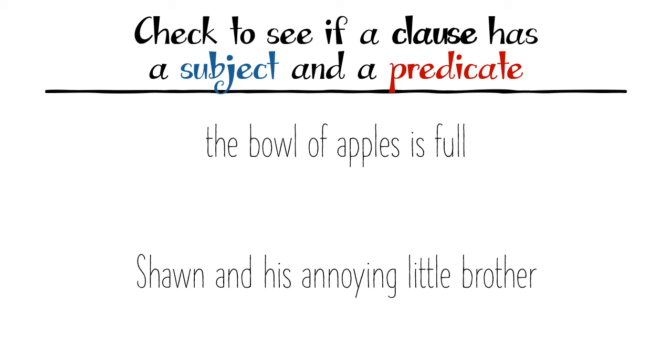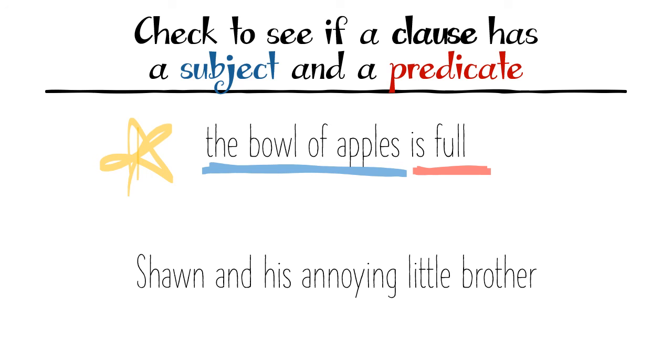Let's take a look at these two examples. "The bowl of apples is full." Ooh, that one's harder because it's not a person doing something. It's a thing. The bowl of apples is what this sentence is about. It's about a bowl of apples. And what are the apples doing or being? They are being full. The bowl of apples is full. "Is" is that being verb. So it has a subject and a predicate, and they're both simple. The bowl of apples is one thing. Is full is the one thing they're doing. I can say, yep, that one's a clause.